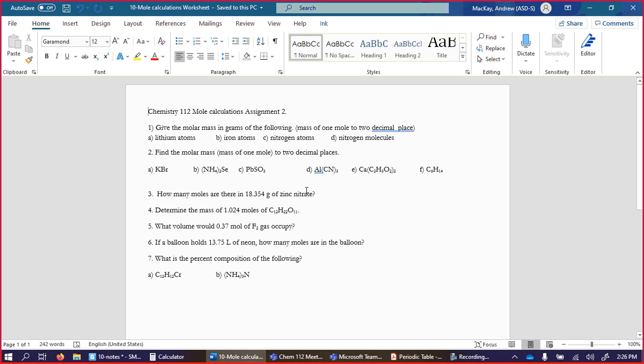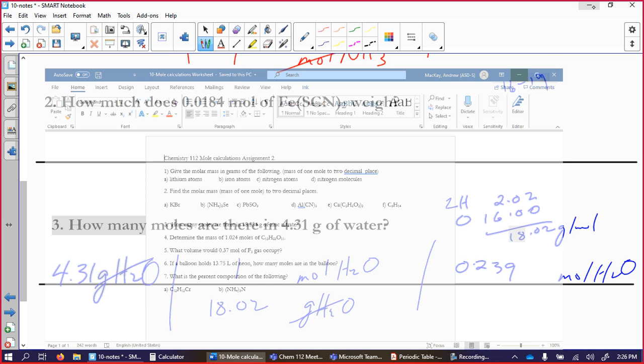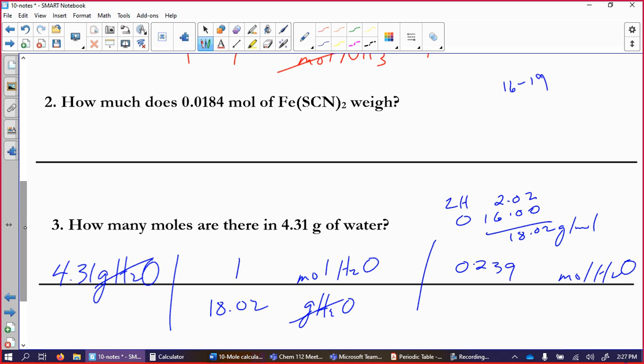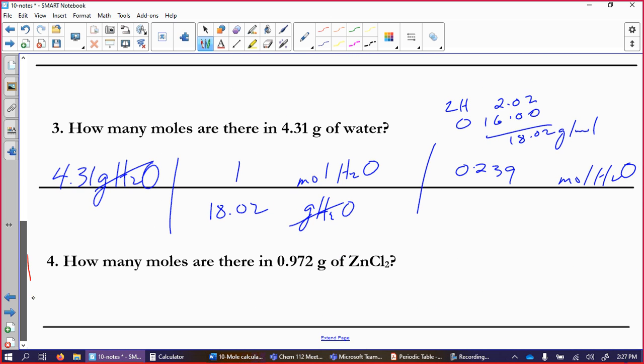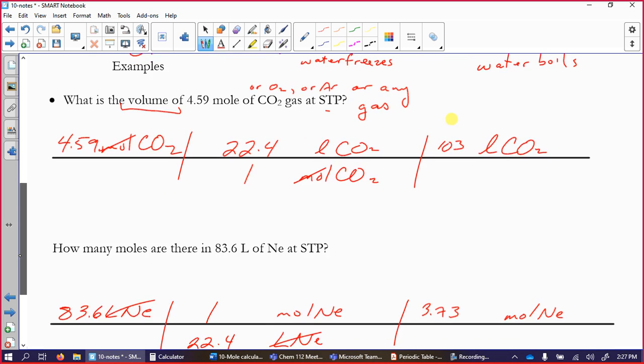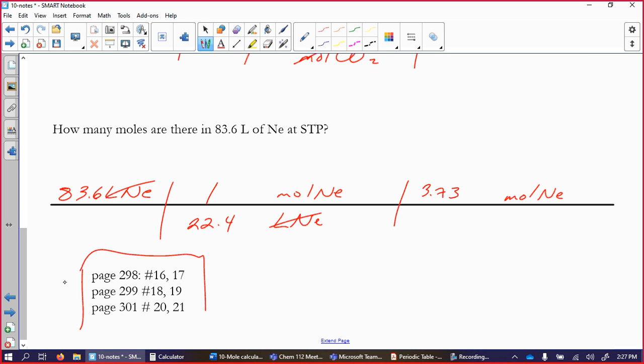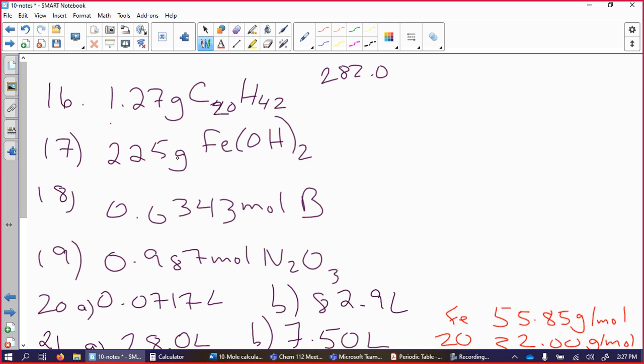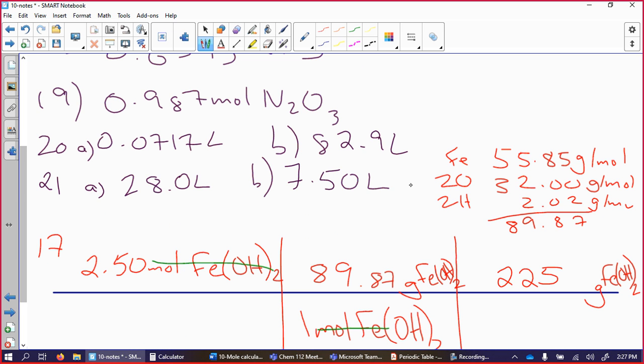How many moles are there in those? Some of these you have to write the formula out, but it'll be a variation on those four kinds of examples. 16 to 21: calculate a mass, calculate a mass, calculate moles, some volumes.